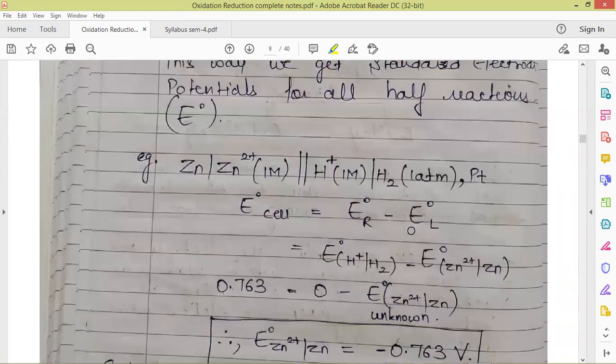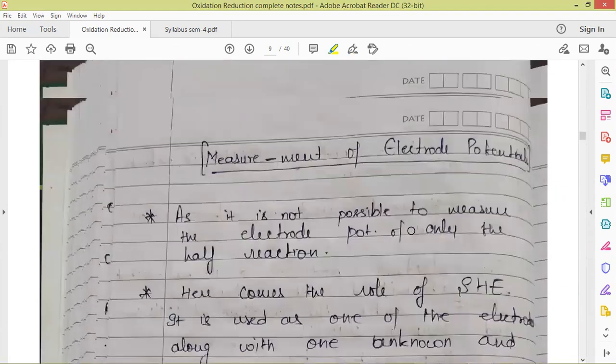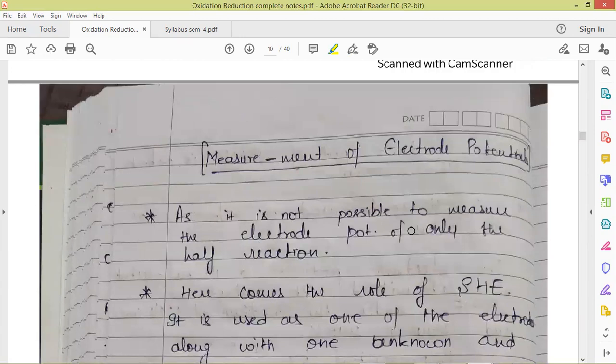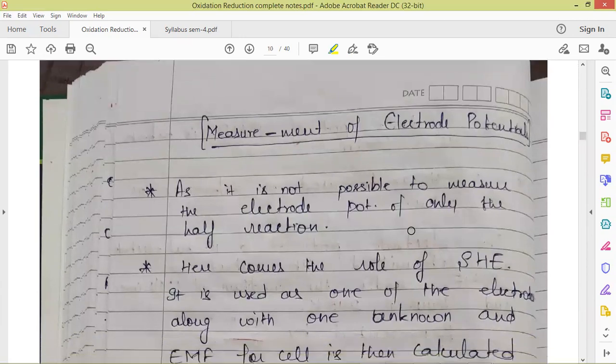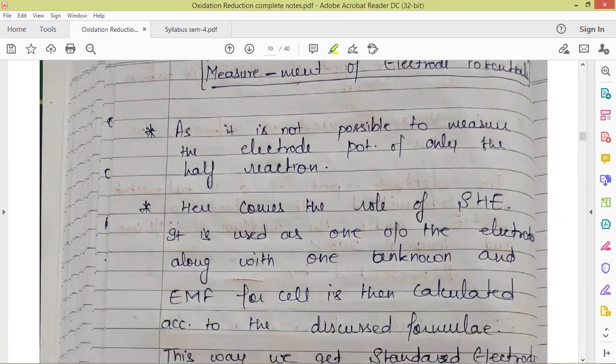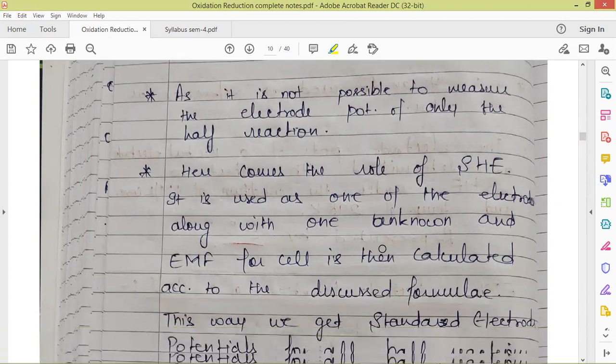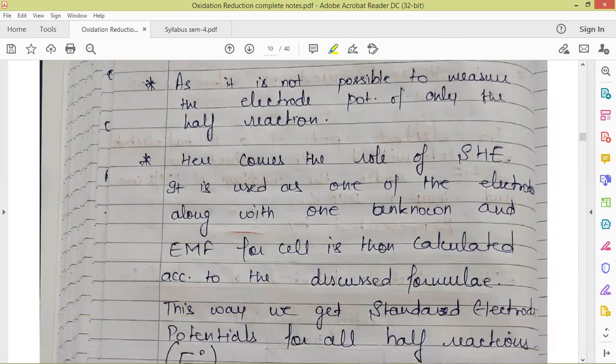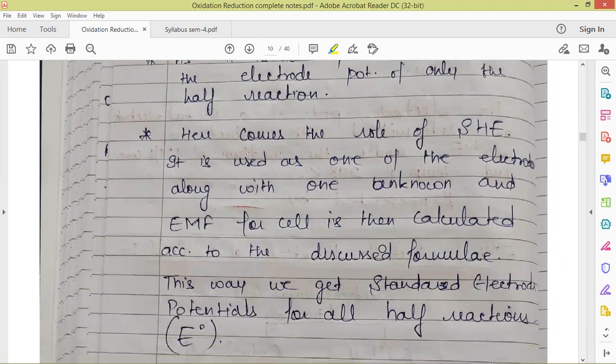So next we have the measurement of electrode potential. How do we measure electrode potential? As it is not possible to measure the electrode potential of only one half reaction, here comes the need of the standard hydrogen electrode, which we discussed earlier. So what we do is use this standard hydrogen electrode as one of the electrodes along with an unknown electrode, for which we need to find the EMF.